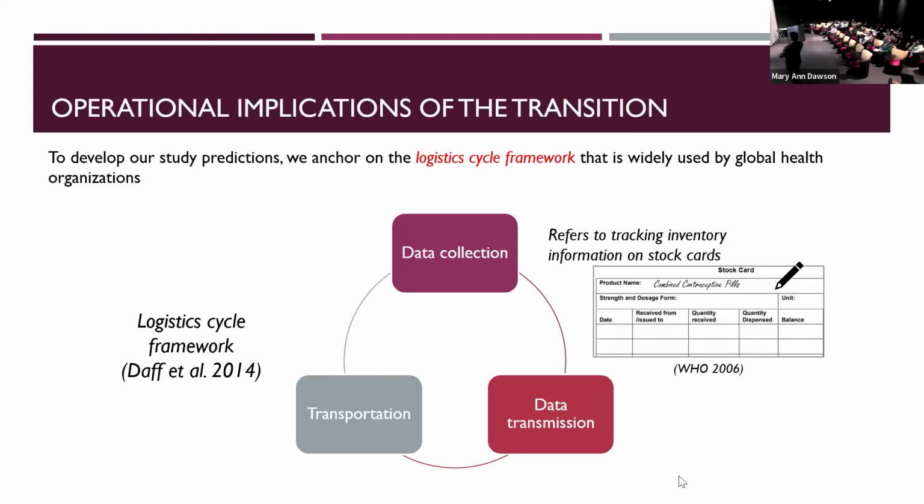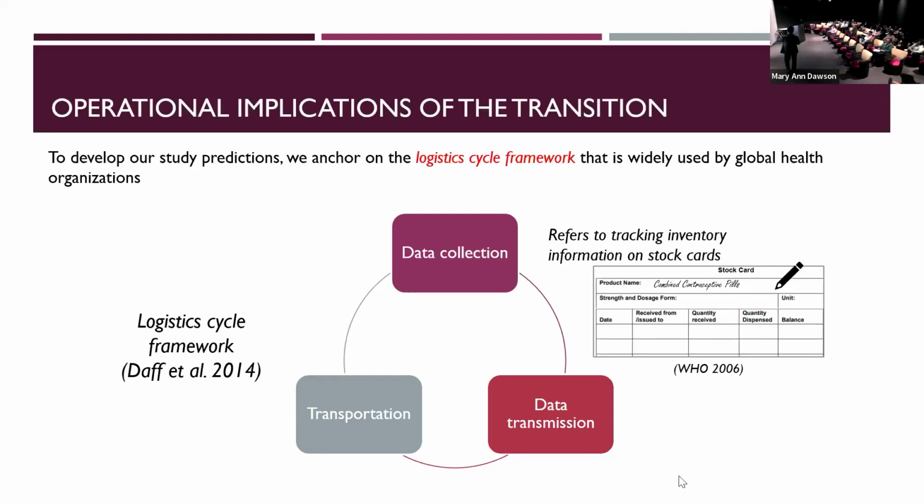Okay, so what I'll do is we want to get to these research questions. So I'm going to build a framework that will help us get to those questions. Okay. So the framework that we propose is based on this logistics cycle framework that is frequently used by global health organizations. Okay, so if you look at organizations like WHO, USAID, they all use this logistics cycle framework. Okay. So there are 5 different elements of that. But for us, there are 3 elements that are relevant to our work.